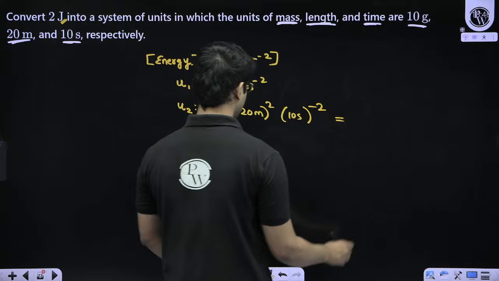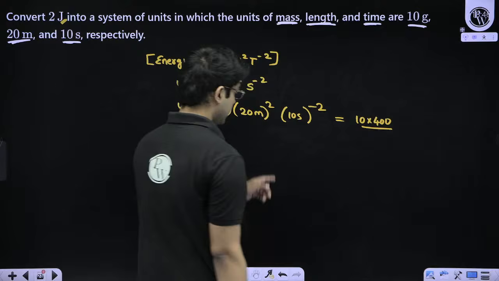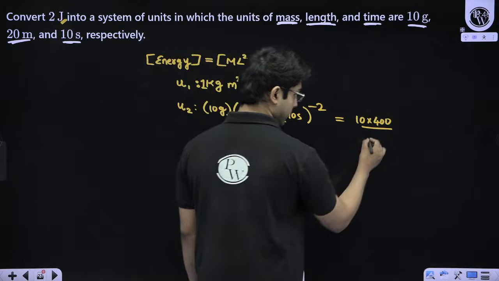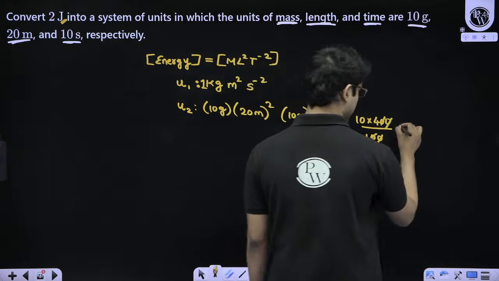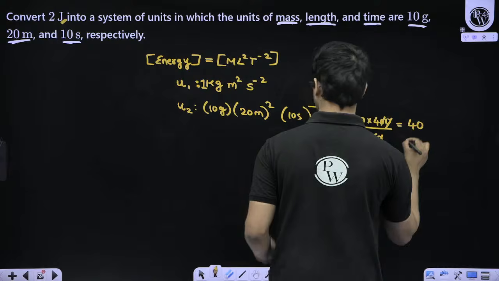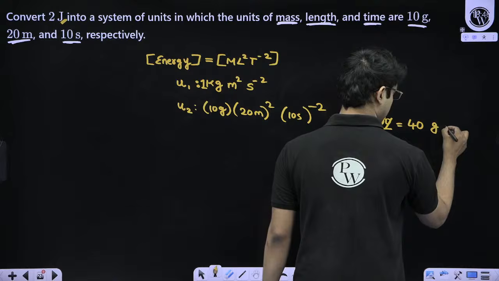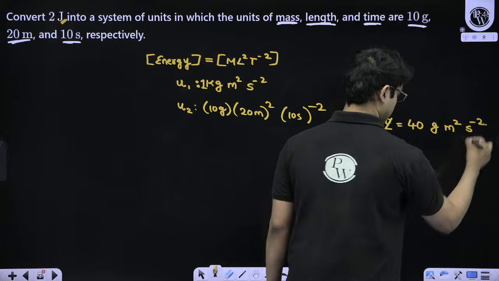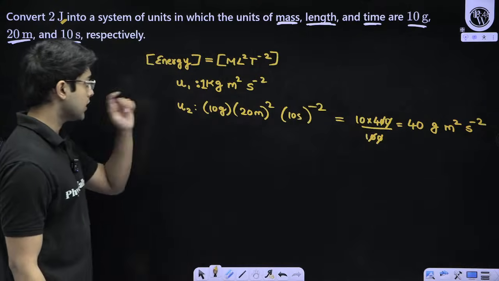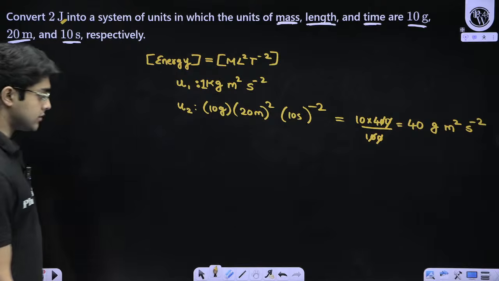10 into 400, 20 square is 400. And here we have 1 by 10 square, which is 1 by 100. So this comes out to be 40, right? So this turns out to be 40 gram meter square per second square. This is the unit in the second system. Unit of the energy in second system. Okay.